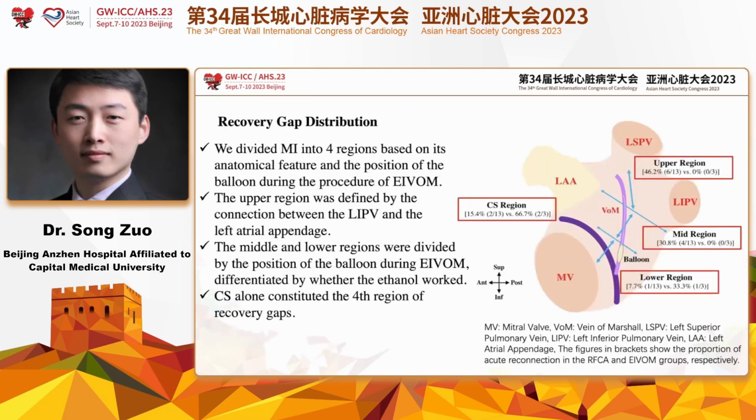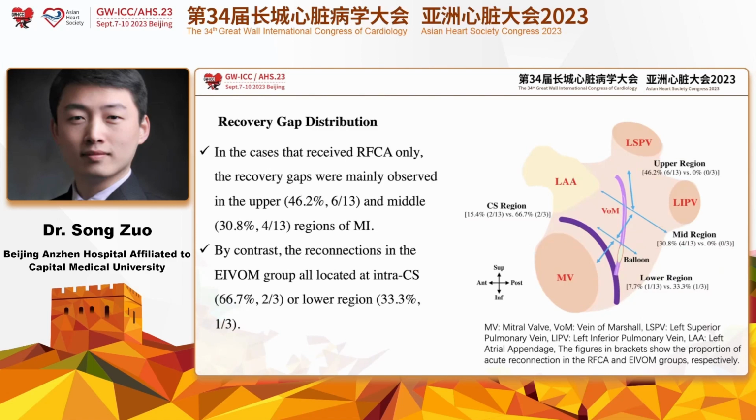And the recovery gap distribution. We divided the mitral isthmus into 4 regions based on its anatomical features and the position of the balloon during the EIVOM procedure. The upper region was defined by the connection line between the left inferior pulmonary vein and the left atrial appendage. The middle and lower regions were divided by the position of the balloon during EIVOM, differentiated by whether the ethanol worked. CS alone constitutes the 4th region of the recovery gap.